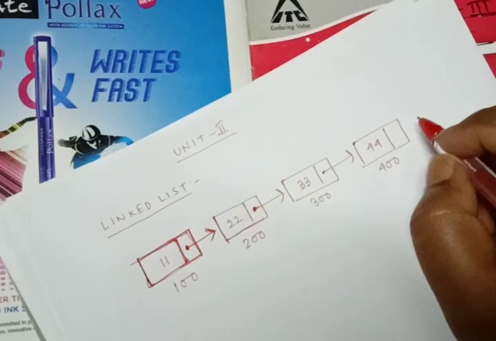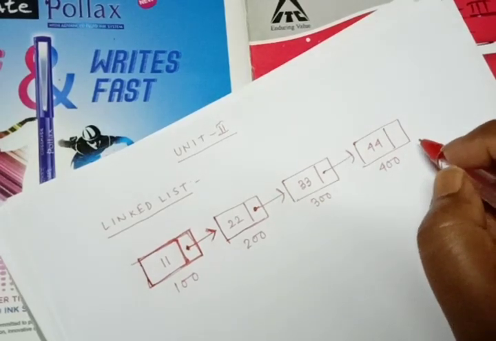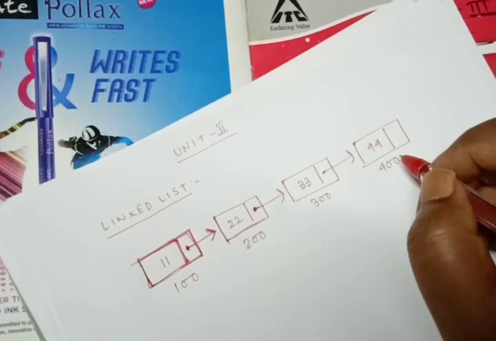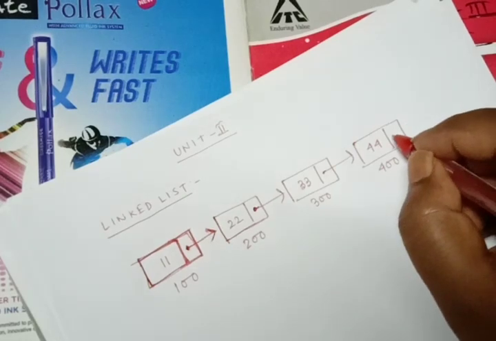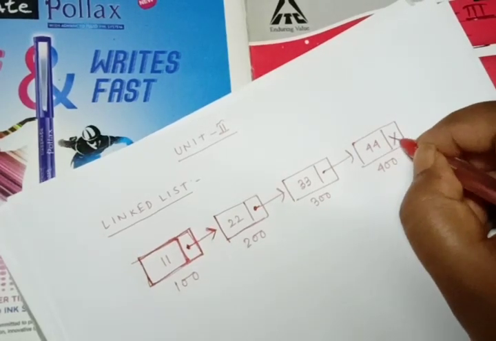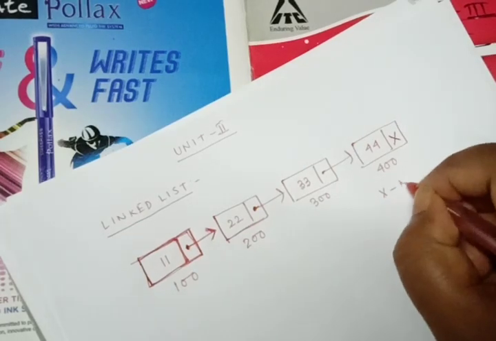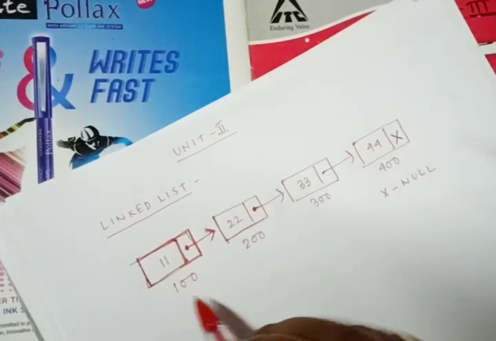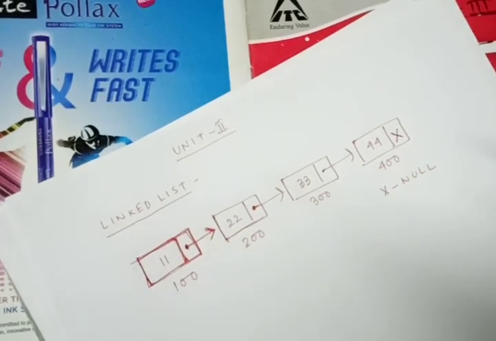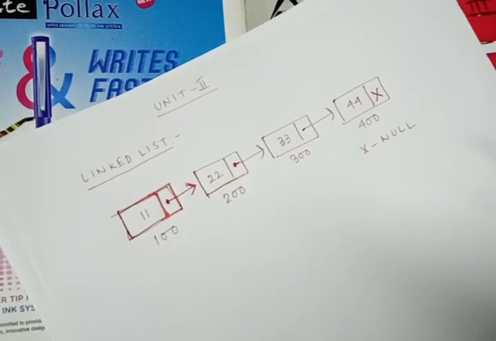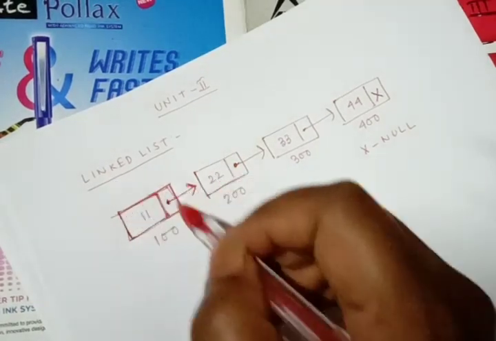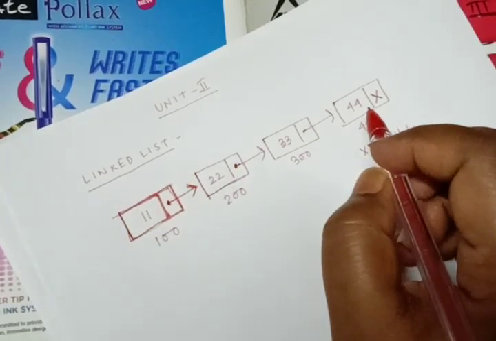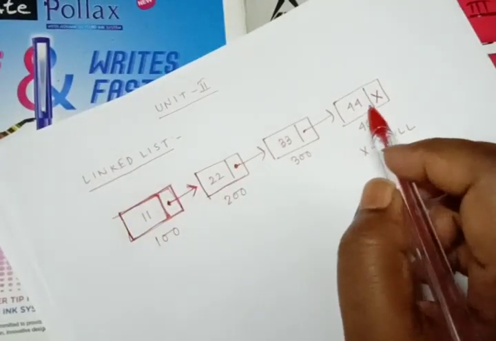Now, how do you recognize the end of the list? Since there are 4 nodes, the fourth node is the last node, so we put a cross sign, and the cross sign indicates the null pointer. Through this we can recognize the end of the list. So here I have prepared one list with 4 nodes. One thing you see is that all the nodes are taking similar types of data. Here I am taking the integer type of data.